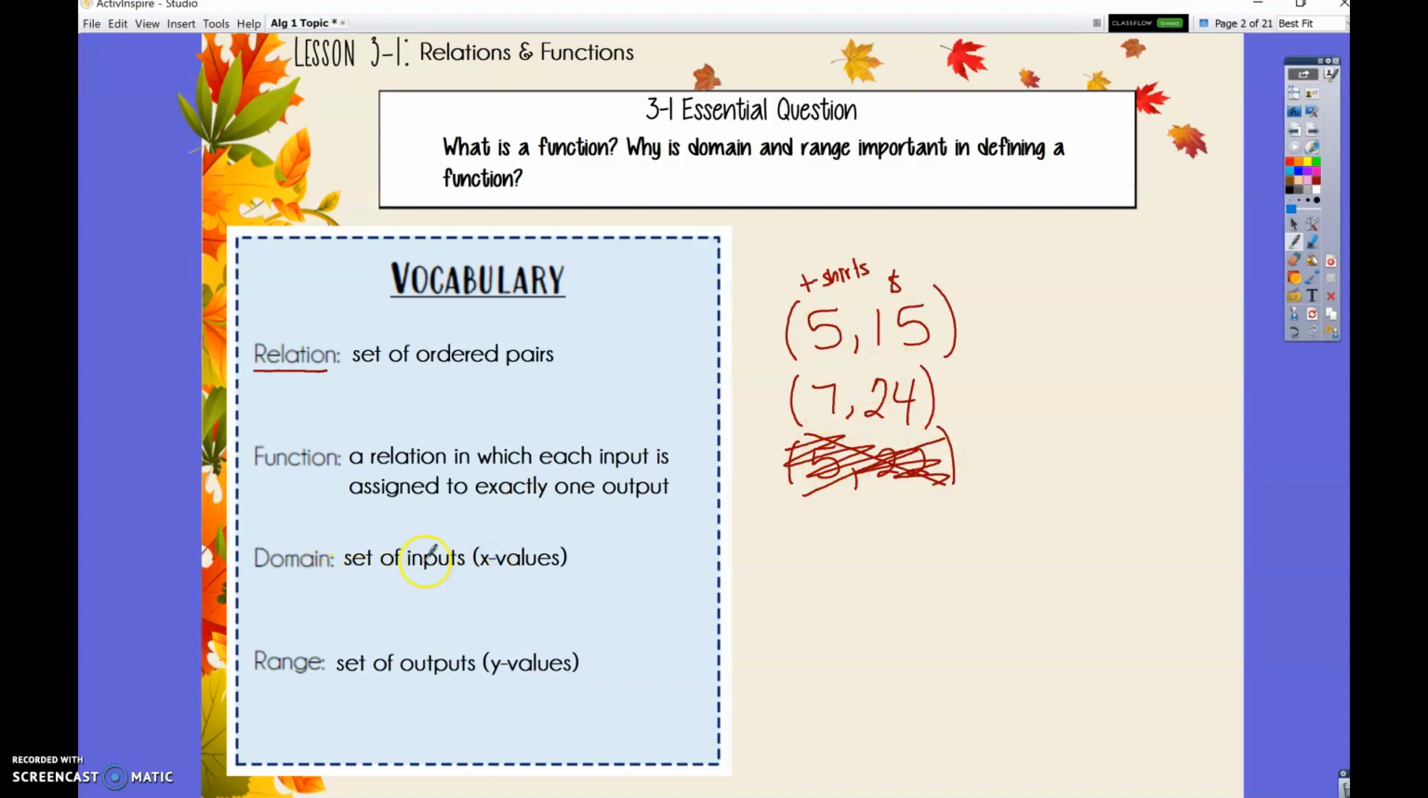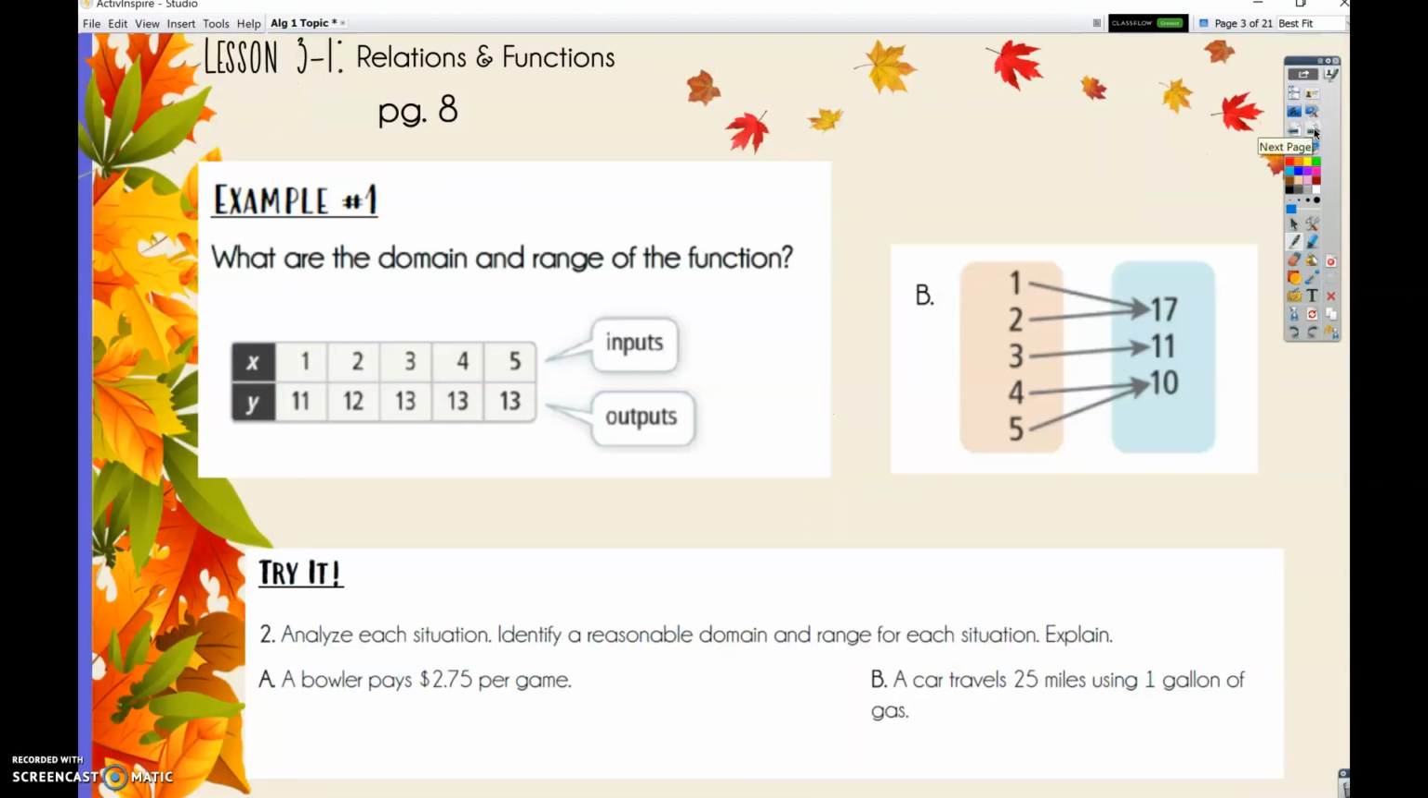For our domain, it's the set of inputs. In our case, it would have been the t-shirts because it's our X value. Our range is the set of outputs. That's the cost that they might be, and for us, that was cost, but we would represent it with our Y. If we look at other examples, oftentimes they don't have story problems with them.